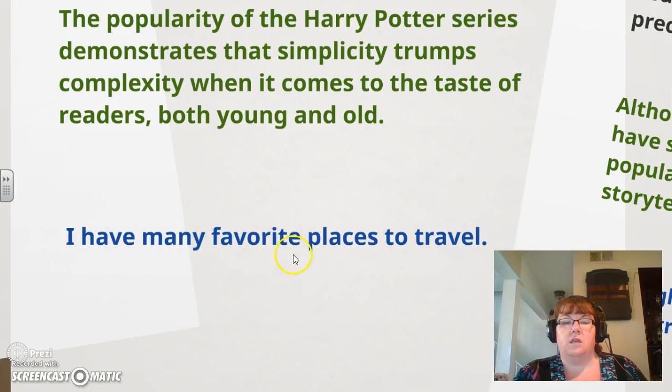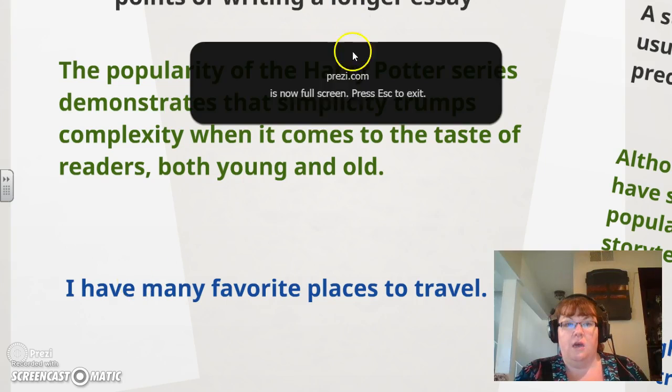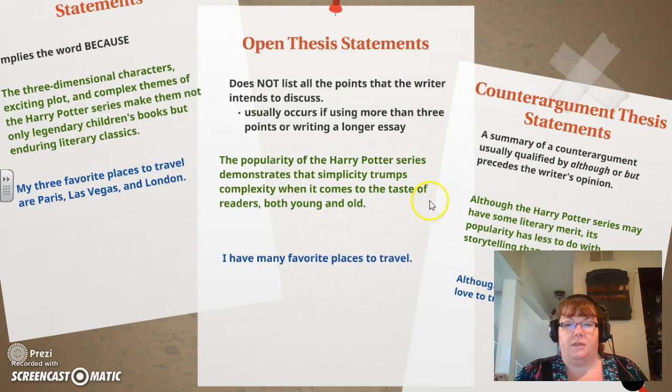Now this claims that I have favorite places to travel, but it leaves out the places, because now instead of it just being the 3 that I previously mentioned, now maybe I want to discuss 7 or 8 of them. But it still goes along with that idea of being simple. And again, even though this is what you've been used to writing about with the travel thesis, we're going more towards this idea of the Harry Potter thesis.